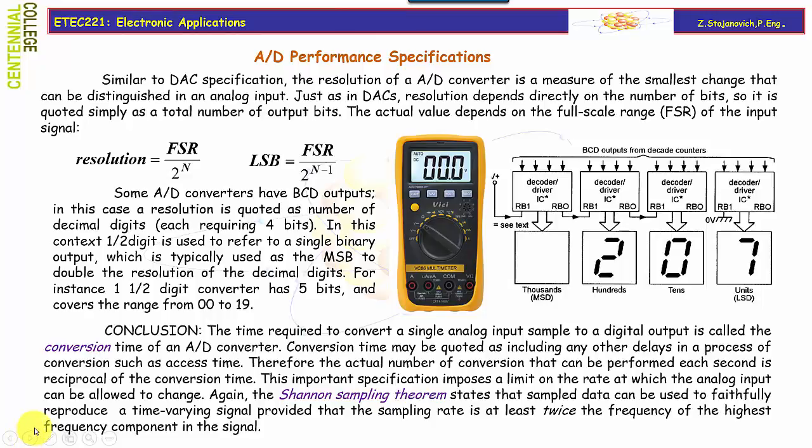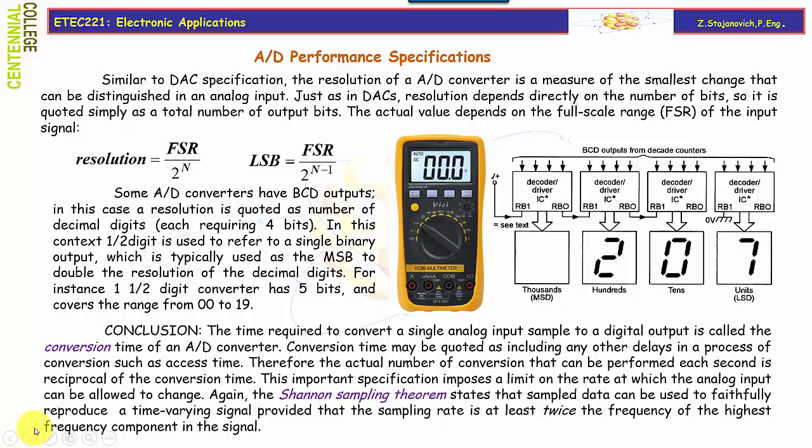At the end, let us say a couple of words about analog to digital performance specifications. Similar to DAC specifications, the resolution of an analog to digital converter is a measure of the smallest change that can be distinguished in an analog input. Just as in DACs, resolution depends directly on the number of bits, so it is quoted simply as the total number of output bits. The actual value depends on the full-scale range of the input signal.